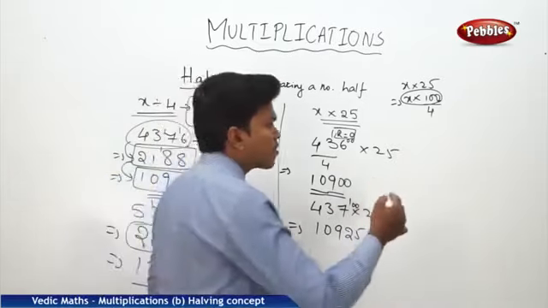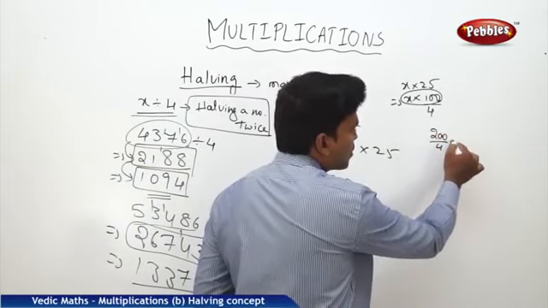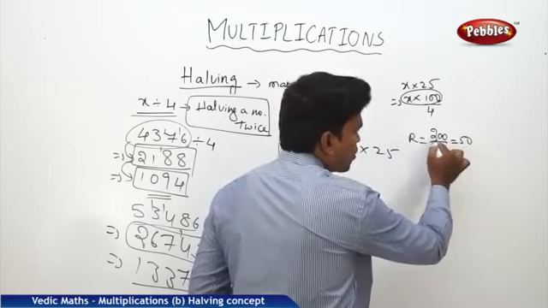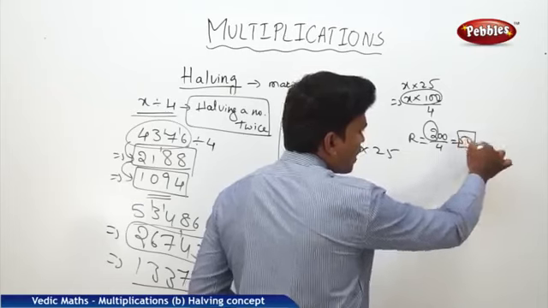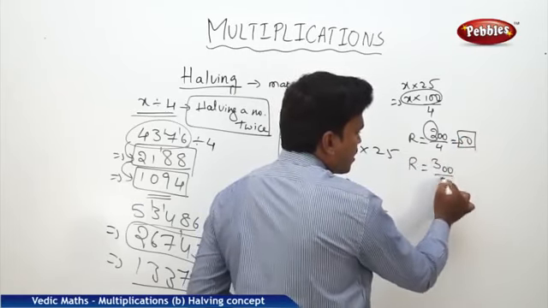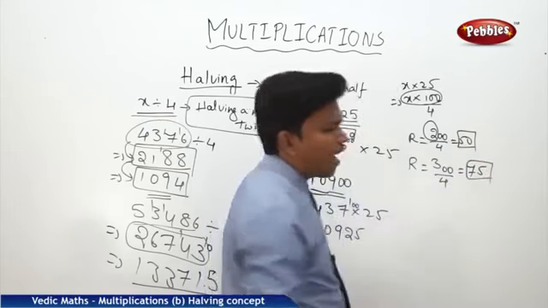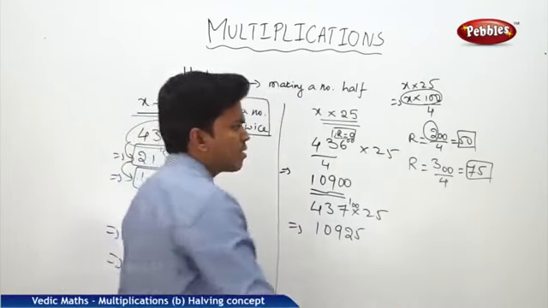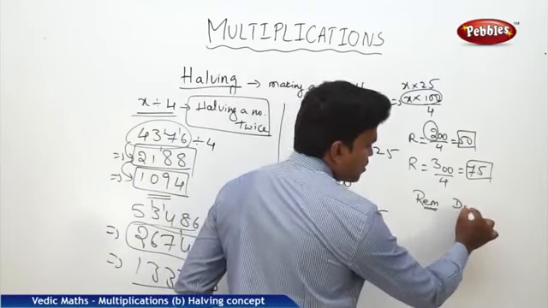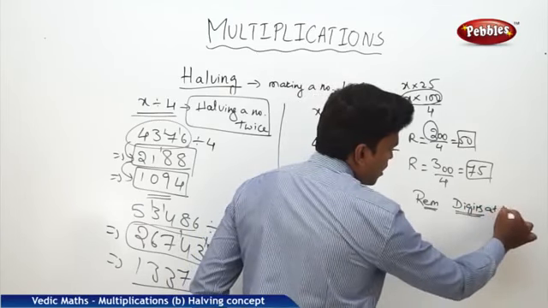25. Suppose if you are getting 2 as remainder, 200 by 4 is how much? 50. So whenever you are getting 2 as remainder, you have to add 50 at the end. Similarly, if you are getting 3 as remainder, that is 300 by 4, which means you need to add 75 at the end. See once again, this is the remainder and these are the digits you have to add at the end.